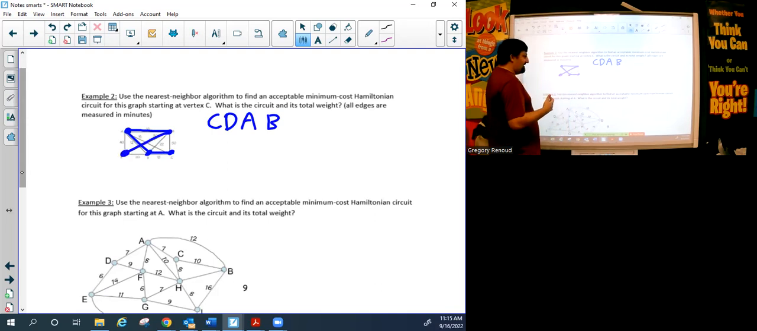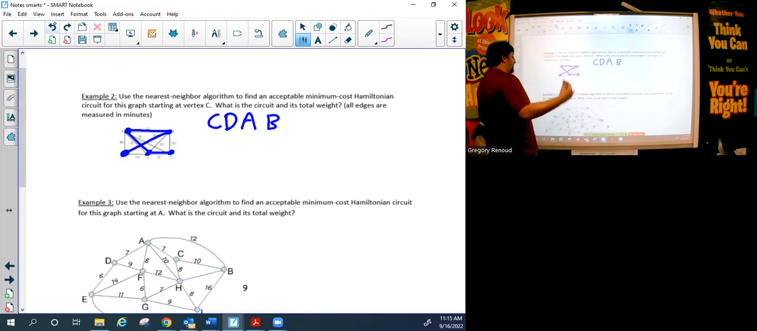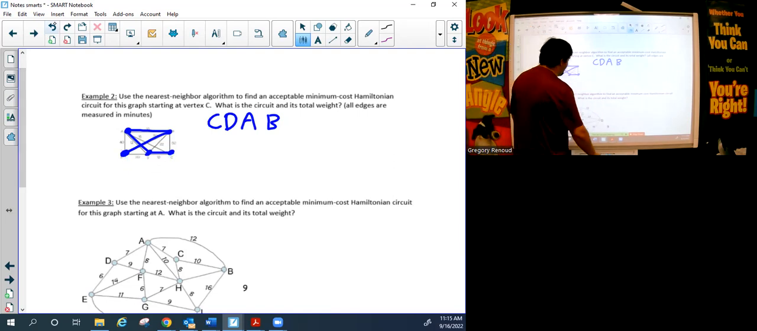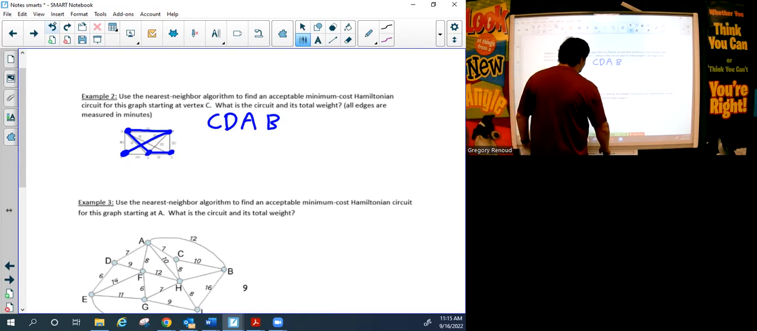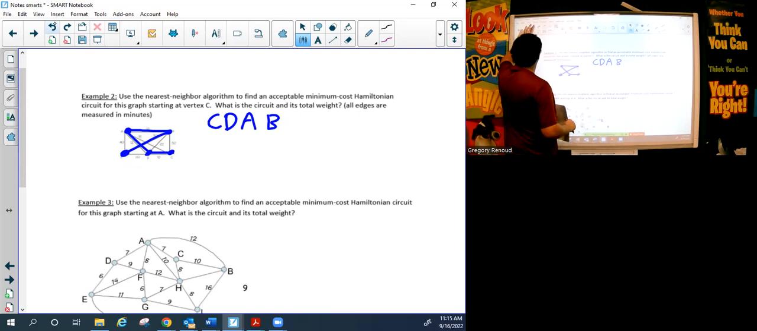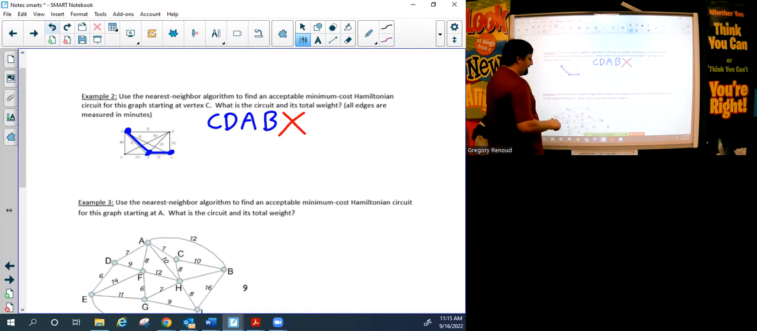And if I go to E, what's the issue with this? I can't complete my circuit. I can't get back home to C without retracing a vertex. And if I retrace a vertex, I've broken the rules of Hamiltonian circuits. So that means we need to go backwards a step or two. So I'll put the B back up there. And we can't keep going from there because we end up not being able to complete our circuit.